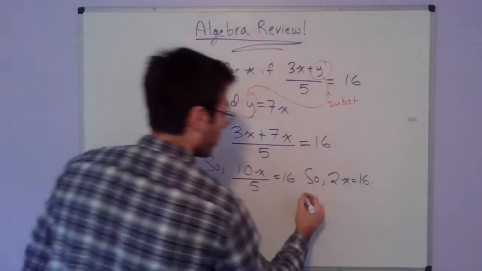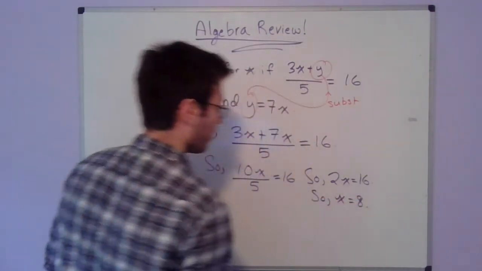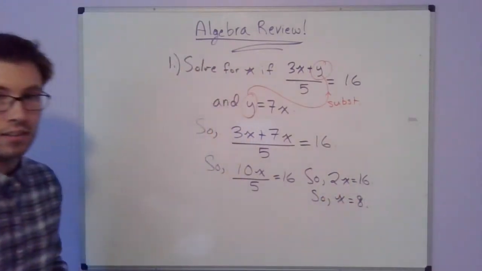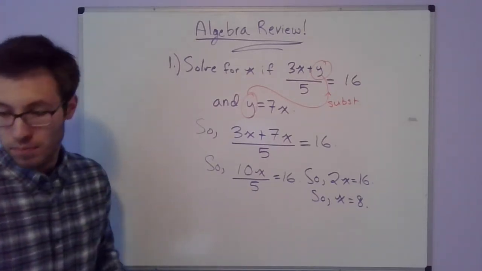And then we have, so x equals 8, because 2 times 8 is 16. And then we're done there. It's a lot nicer, isn't it? It's a lot better form.